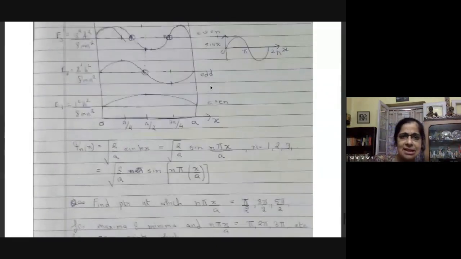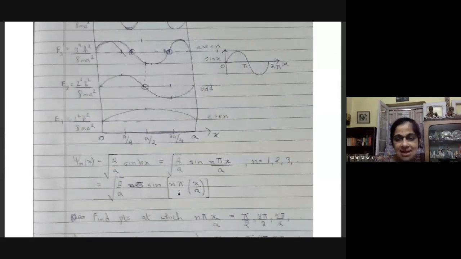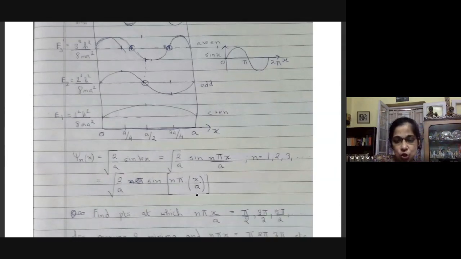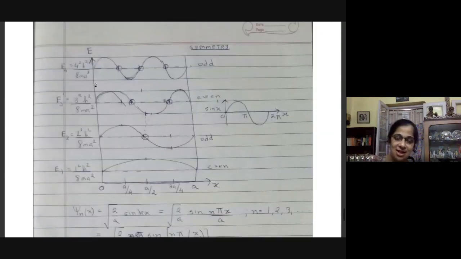Okay. Then if we do the next one, when n is 2, if x is A by 2, then you have sine of pi, which is 0. So this middle point now becomes a node. And if it's A by 4, you get a maxima, and if it's 3A by 4, you get a minima. So you get a curve like this. So you can reason out the other two as well, I am sure.